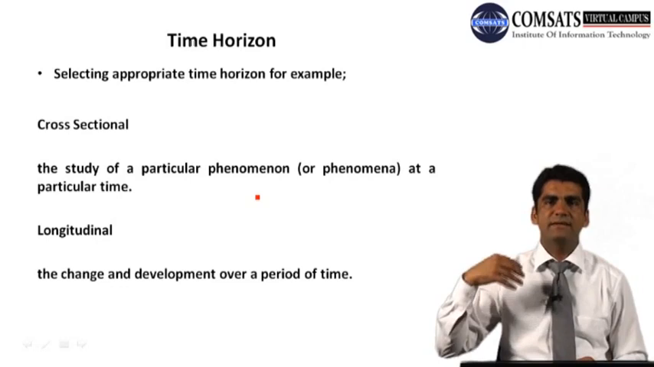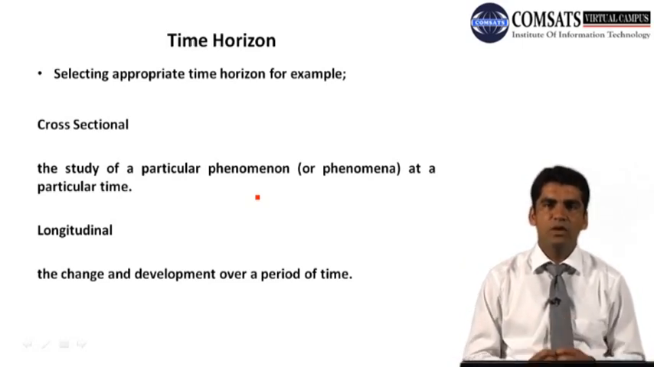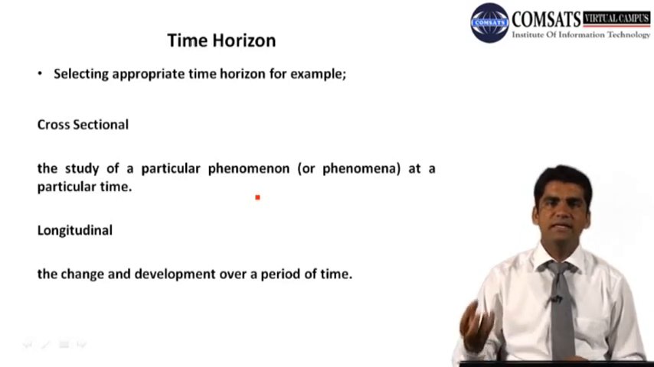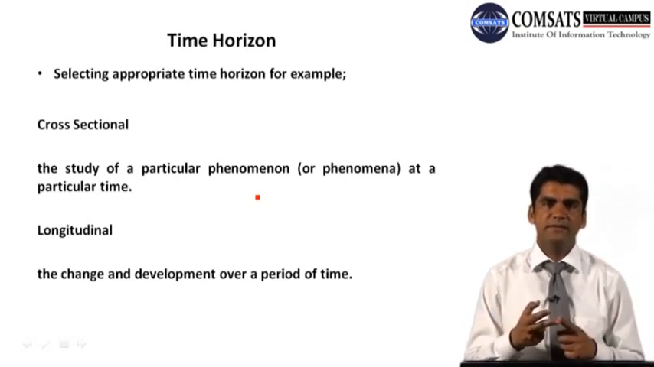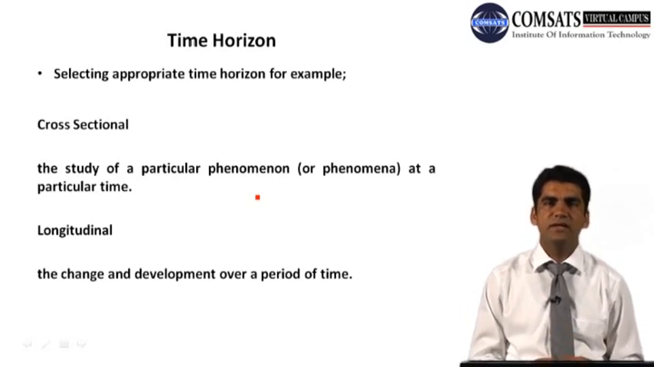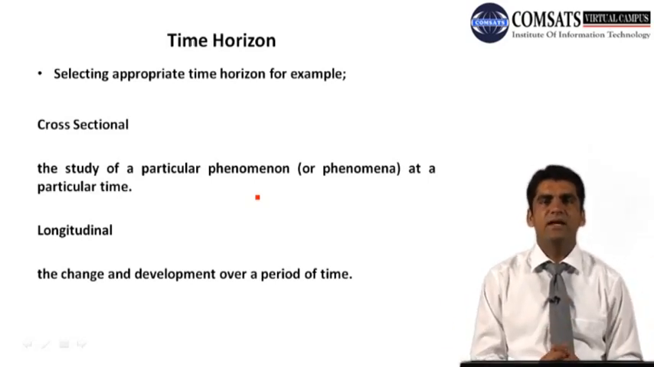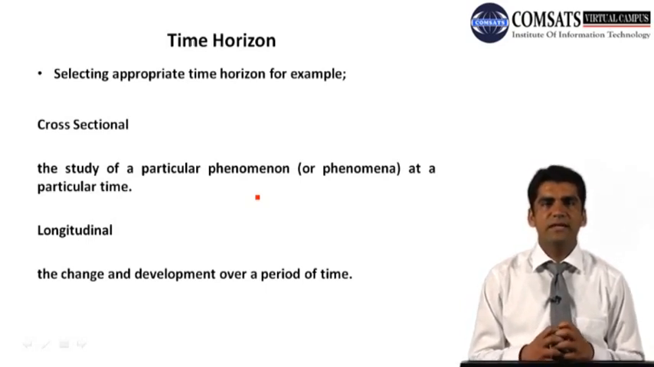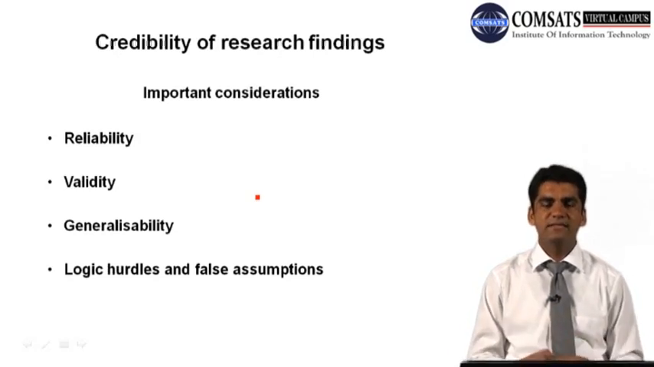So we can have time horizon selection based on cross-sectional data, time series data, or longitudinal data. We have to understand, number one, our research topic, number two, our research question, number three, our research objectives. When we know where the focus of our research lies and what kind of research strategy we are going to use, whether it is experimental, survey, case study, or anthropological, once we have decided about it, then we have to see what kind of time horizon we are going to use. Is it cross-sectional, time series, or a combination of cross-sectional and time series, that is longitudinal data? Once we have decided about our time horizon, then we are in a position to move further to do analysis, find results, and see whether the research findings are credible or not.